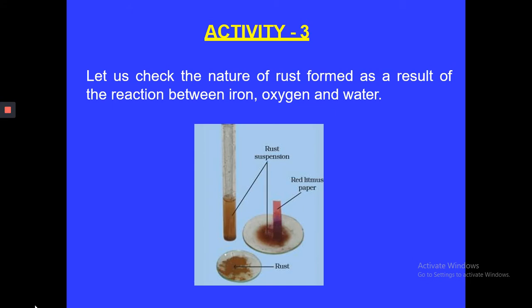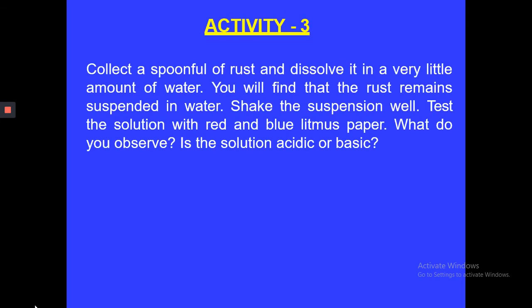Now, we will check the nature of this rust with the help of litmus paper. Collect a spoonful of rust and dissolve it in a very little amount of water. You will find that the rust remains suspended in water. Now shake the suspension well. Test the solution with red and blue litmus paper.